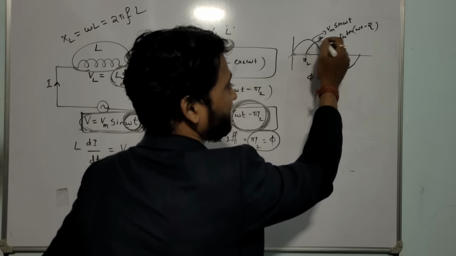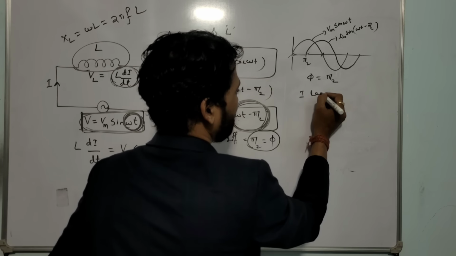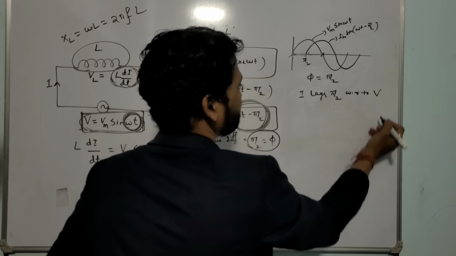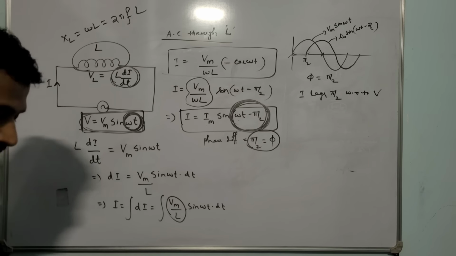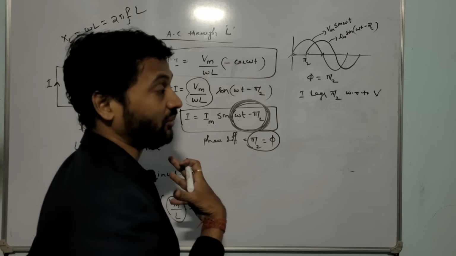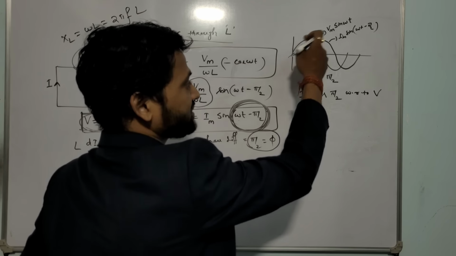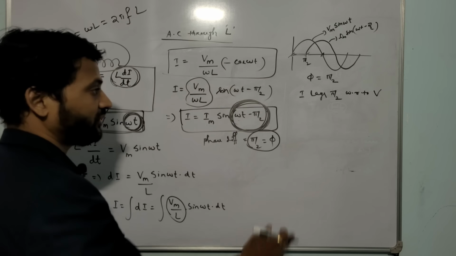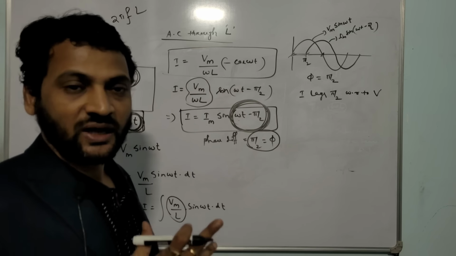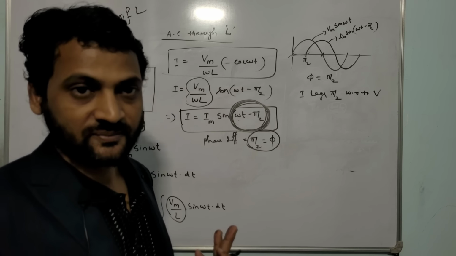मतलब पहले voltage उसके बाद current, मतलब current lags pi by 2 with respect to voltage. And don't say it is leading circuit. If we take voltage as our reference point, we can say voltage leads current by an angle pi by 2. But you cannot say both things. You cannot say voltage leads and current lags.